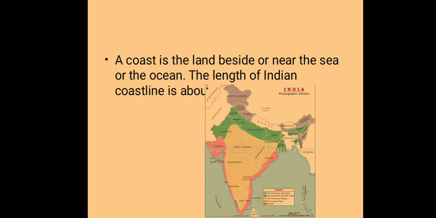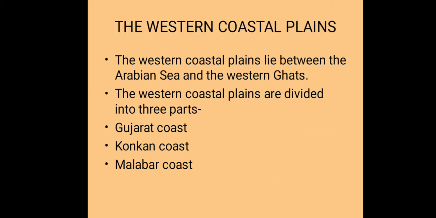Now, Indian Peninsula, I hope you remember what is a peninsula. Now, you have to promise, if you are watching this video, you will write in the comment box what is a peninsula. I will give you an idea. It is somehow something triangular in shape. So, the Indian coastline is divided into the western coastal plains and the eastern coastal plain.